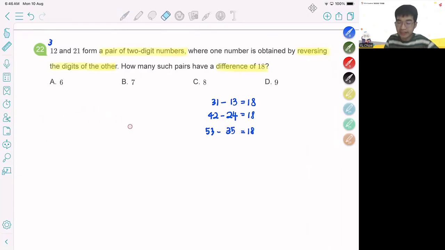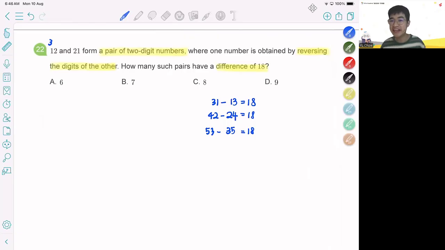All right. So at this point, I have listed 3 examples, right? 3 pairs that give me a difference of 18. Please take note, 31 and 13 is the same pair as 13 and 31, okay? The order of the numbers doesn't matter, because they still count as the same pair, same combination.